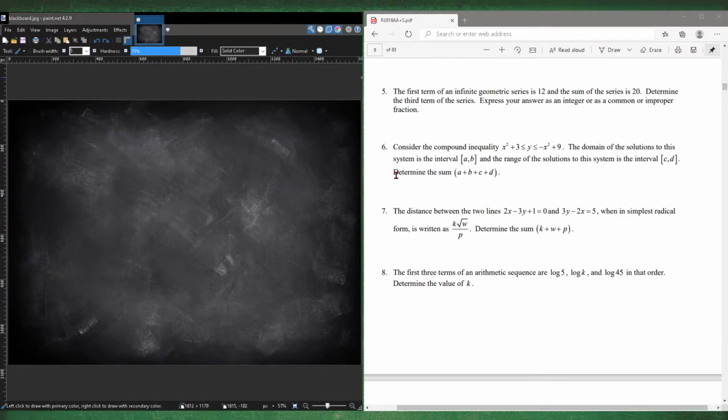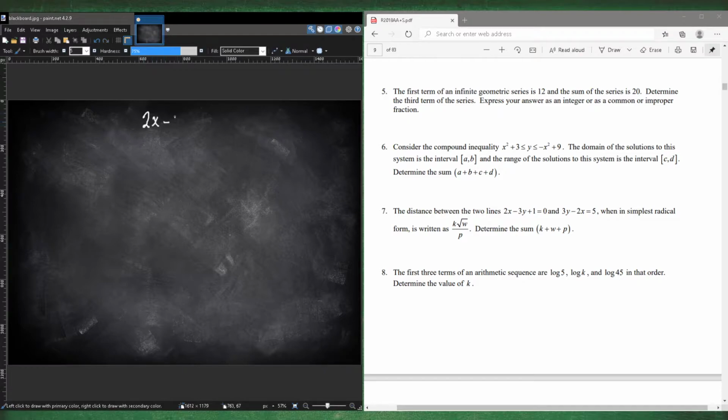So the distance between two lines, 2x minus 3y plus 1, and 3y minus 2x is equal to 5, when simplified in radical form, in this form, basically, then find k plus w plus p. So when we have two lines, we have to make sure if it's intersecting, the distance is 0, and if it's parallel, we could just use a really simple formula. So let's write our equation.